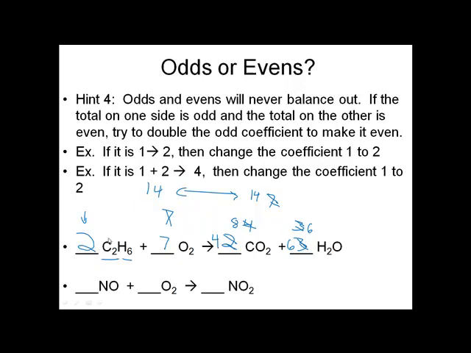Next example here. I have NO plus O2 yields NO2. I have 3 O's on the left, and only 2 on the right. So what am I going to do? Let's try putting a 2 in front of my NO. If I put a 2 in front of my NO, now I have 2 N's there, so I'll put a 2 over here. Now I have 2 N's on that side. I have a total of 4 oxygens on the left and a total of 4 oxygens on the right.